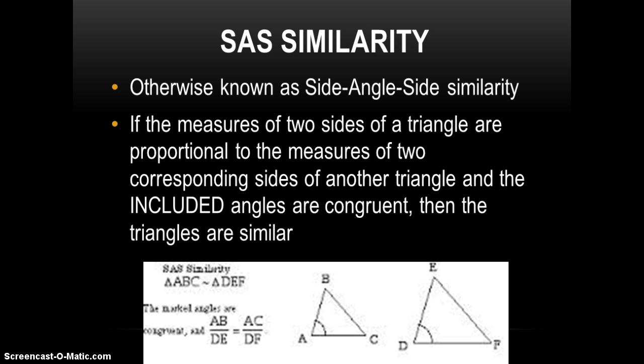So down at the picture at the bottom, we have angle A is congruent to angle D, and AB over DE equals AC over DF. Now notice that angle A and angle D are the angles in between the two sides. So angle A is between AB and AC, and angle D is between DE and DF. This is what an included angle is.